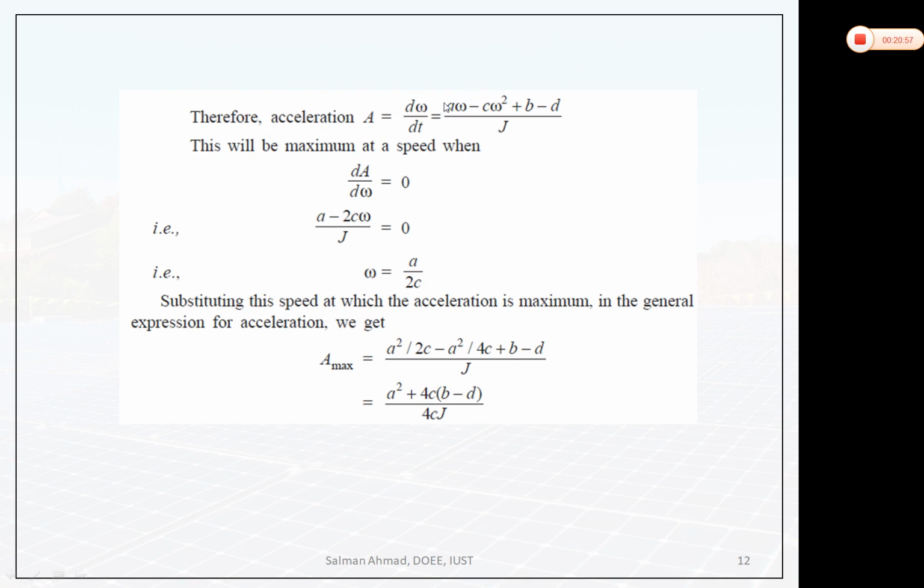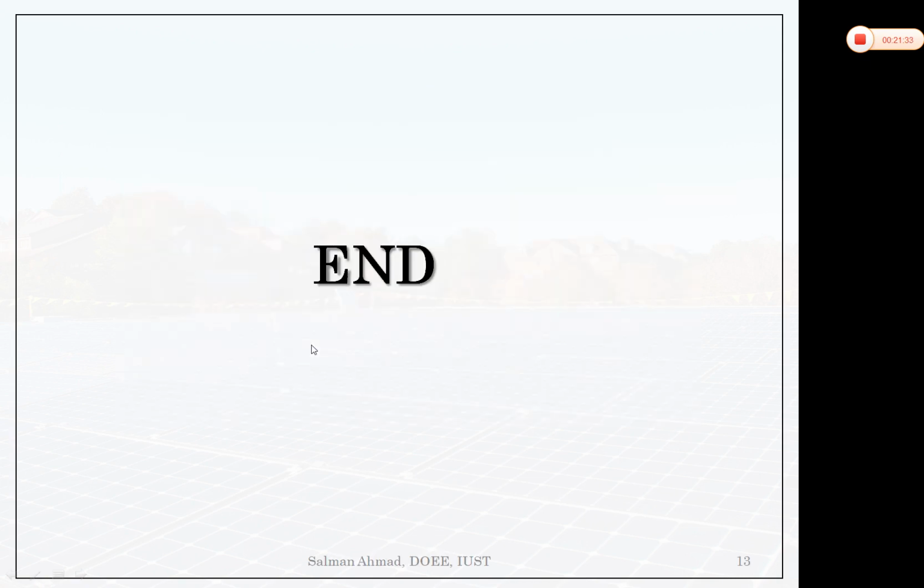Now for the maximum of any quantity we have to differentiate it. We want to find at what omega the angular acceleration will be maximum. So we put dA over d omega equal to 0, then solve for omega, then substitute in this expression, and we will get the maximum acceleration. This is simple mathematics. Differentiating, we get omega equal to a upon 2c. Now substitute omega equal to a upon 2c in this expression, and we will get the maximum value of angular acceleration. Okay. Thank you.